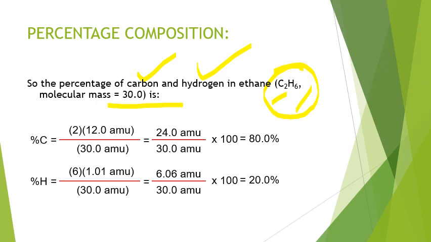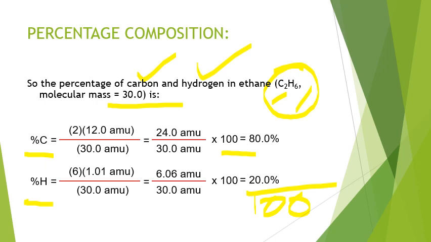To find the percentage of carbon, what you have to do is take the mass of carbon in the formula divided by the total mass of the formula: 2 atoms multiplied by the molar mass of carbon divided by 30, that is the total mass of the compound, multiplied by 100. It will give you 80% for carbon, while for hydrogen 6 atoms are here multiplied by 1.01 AMU, that is 6.06 AMU, divided by 30 multiplied by 100 will give you 20%. So the total comes out as 100.